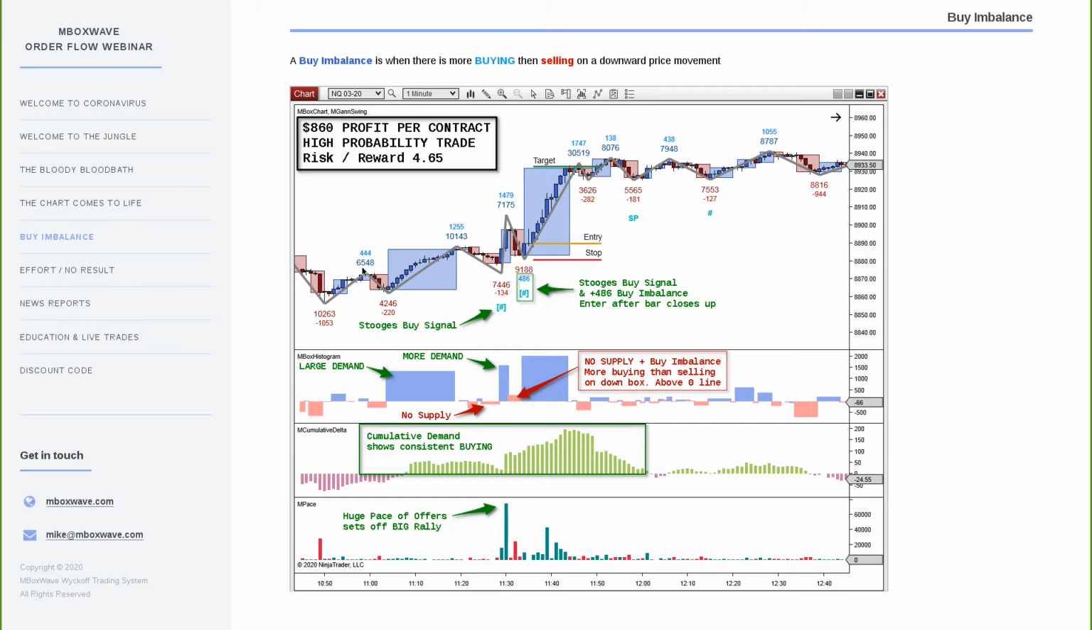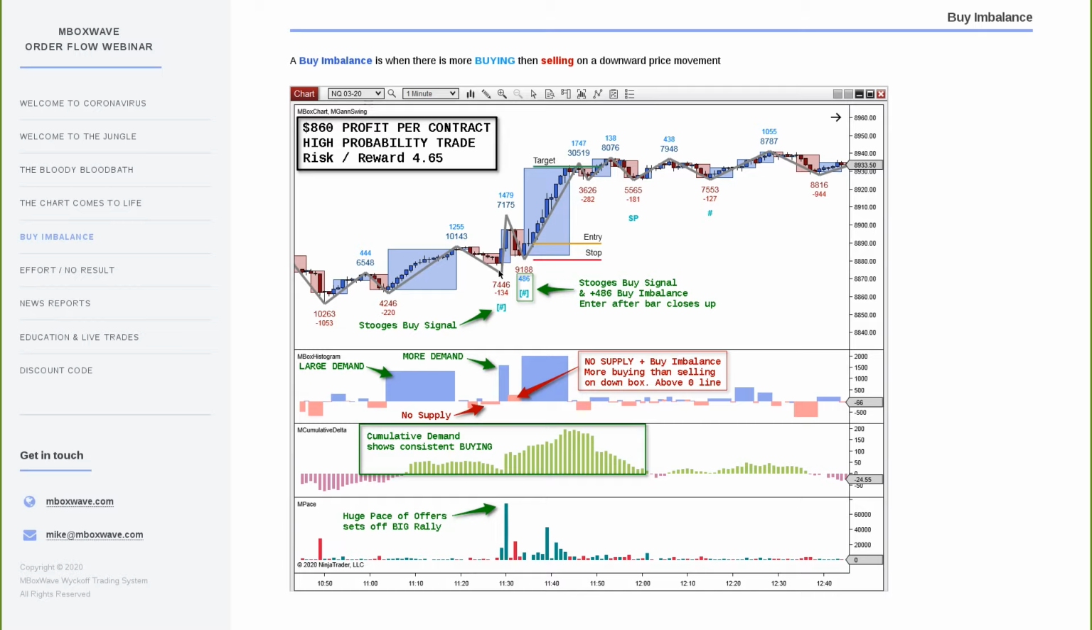We have this large demand comes in right here, right? We get a Stooges buy signal, right? You could buy here, but that's not the best entry point. The best entry point would be here because it's even stronger.